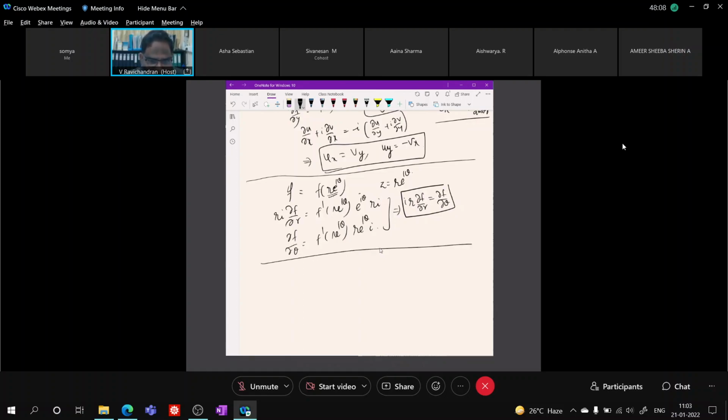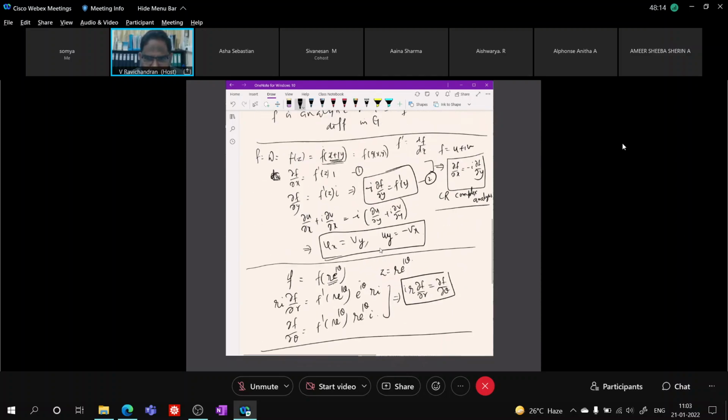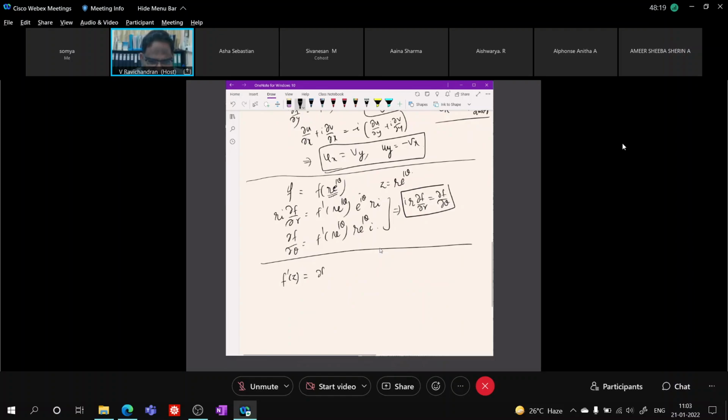Then what is important is that we have given a formula for f dash of z. One formula for the derivative is dou f by dou x. The other formula was minus I times dou f by dou y. So if you write in terms of u and v, then it is ux plus I times vx, and then this will become what? Minus I times uy plus I times vy. Therefore, this will become vy minus I times uy. And you know that ux is vy and uy is minus vx.